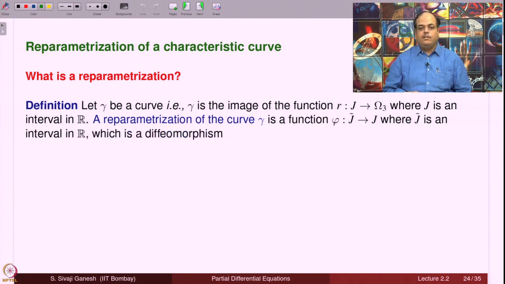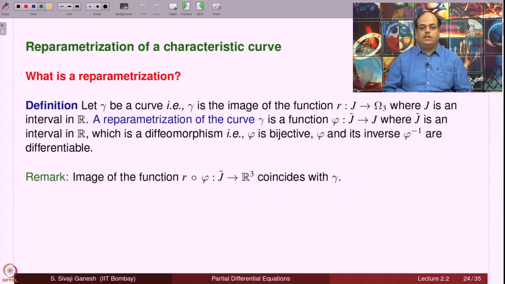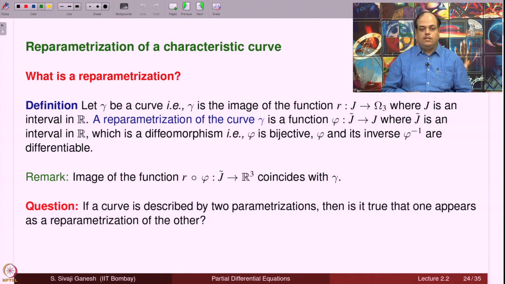With what property? It is a diffeomorphism, that means the function is 1 to 1 and onto, so the function is bijective, and therefore the function and its inverse make sense, and both of them are differentiable. Now, the image of this function r circle phi, which is now defined on j tilde to R3, coincides with gamma. So, the image of r circle phi and r are the same, both are gamma. So, that is a reparameterization.